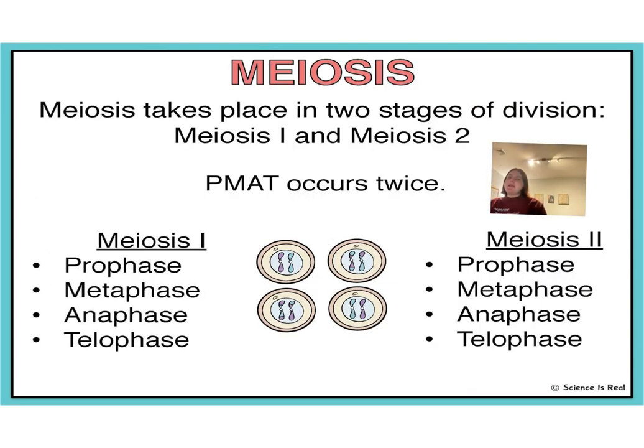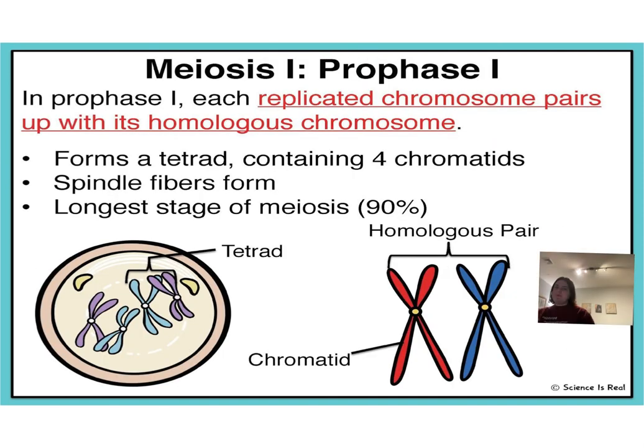Meiosis takes place in 2 stages of division, meiosis 1 and meiosis 2, which means PMAT, just like in mitosis, prophase, metaphase, anaphase, and telophase occur twice. Once in meiosis 1 and then once in meiosis 2. We are going to get through prophase 1 today, and then we're going to cover the rest of it tomorrow.